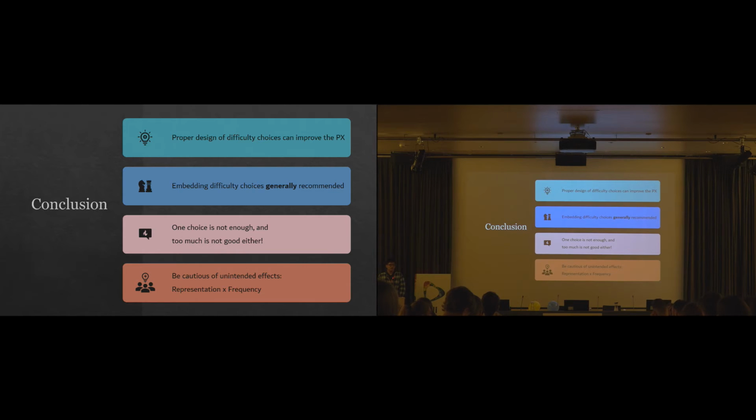But it is clear that one choice is obviously not enough, right? So for game designers who are looking at letting the players select a difficulty choice only at the start of the game, you should probably rethink that as well. And then finally, when you are designing for player choice, you should be cautious of unintended effects. So as I've shown, if you have representation with the frequency of choice, you might have unintended impacts on the player experience. Okay, so that's it for my presentation.